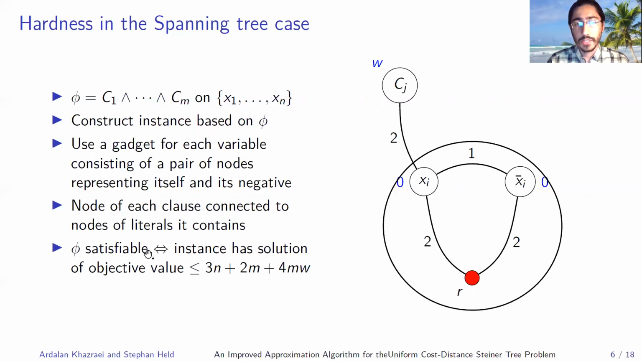So we may show that phi is satisfiable if and only if this instance has a solution of objective value at most a certain amount, proving that the uniform cost system Steiner tree problem remains NP-hard when all vertices are either the root or a terminal.